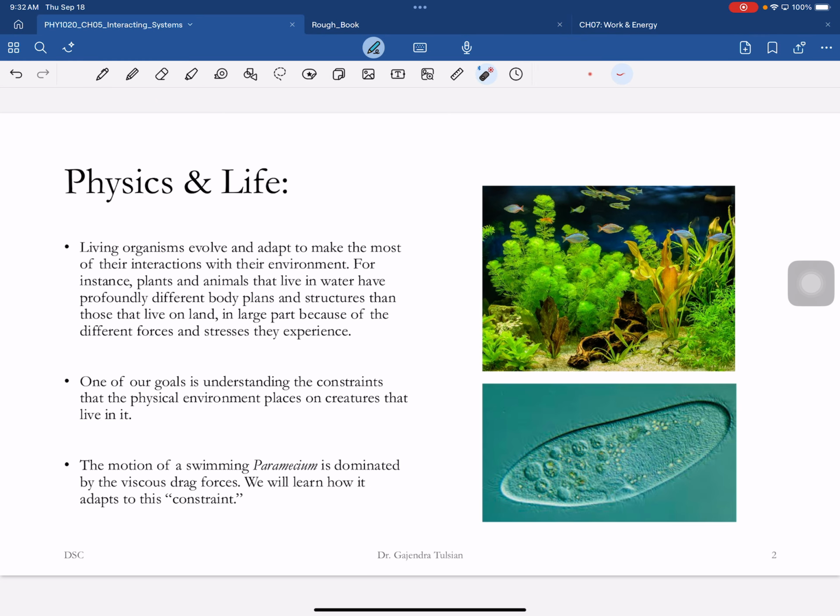All right. So living organisms evolve and adapt to make the most of their interactions with their environment. So a plant living underwater, structurally, doesn't have to be as strong. Okay, and we'll see why. Do you guys know why? Because it's not being beaten up by the sun or harsh winds. All right, so we'll learn this.